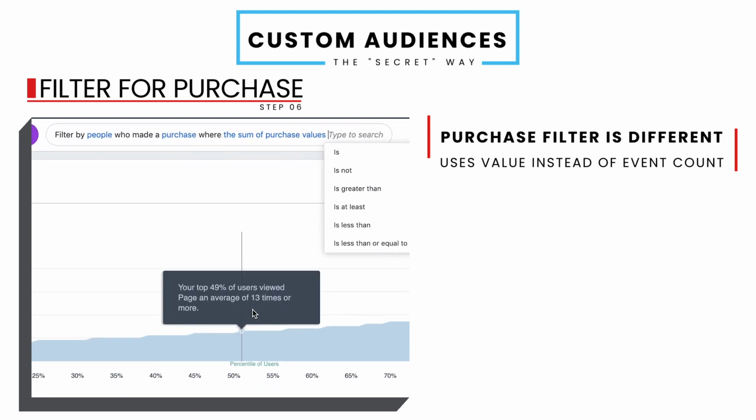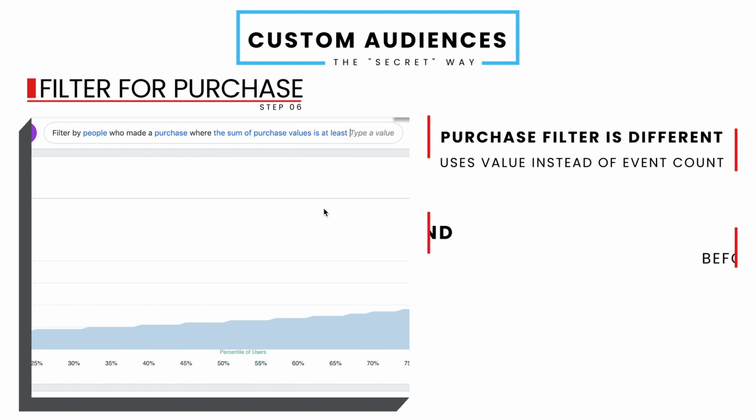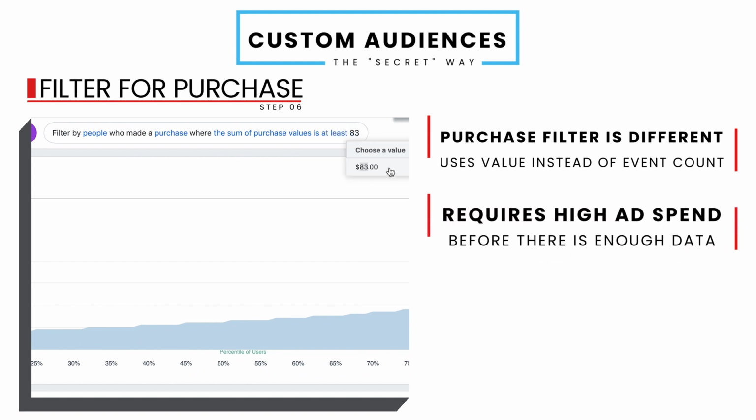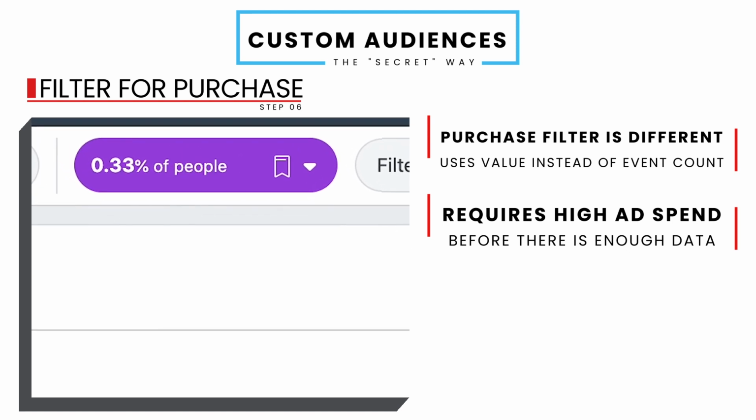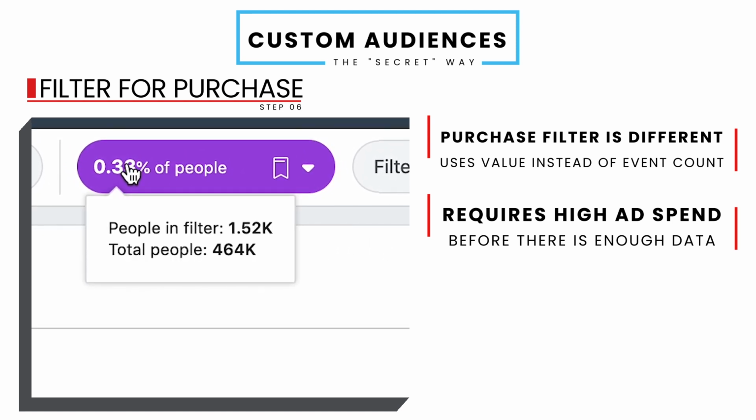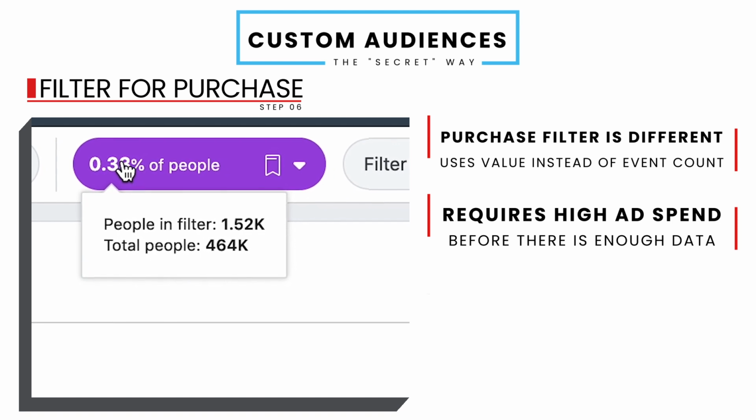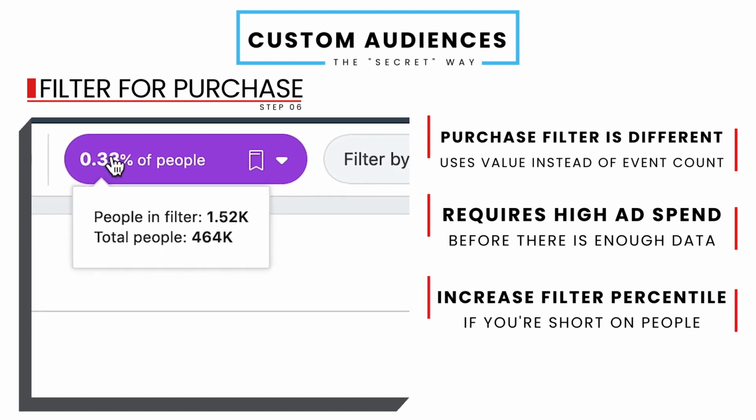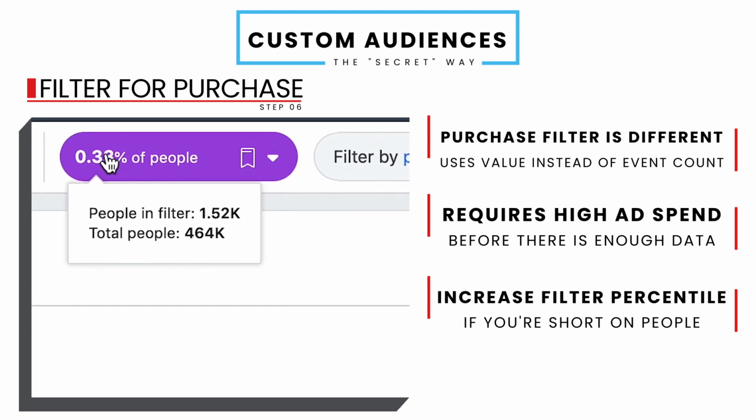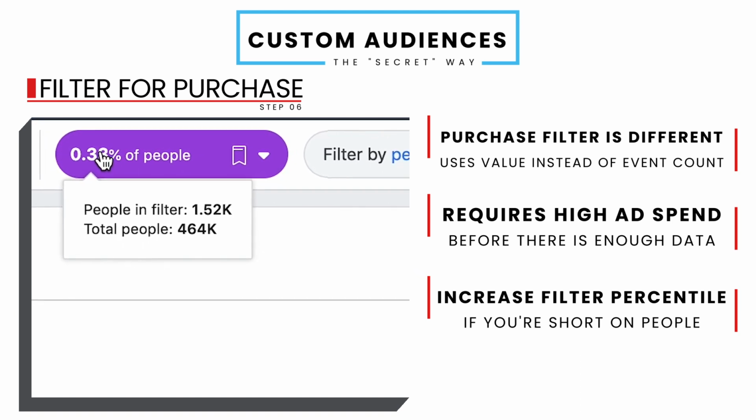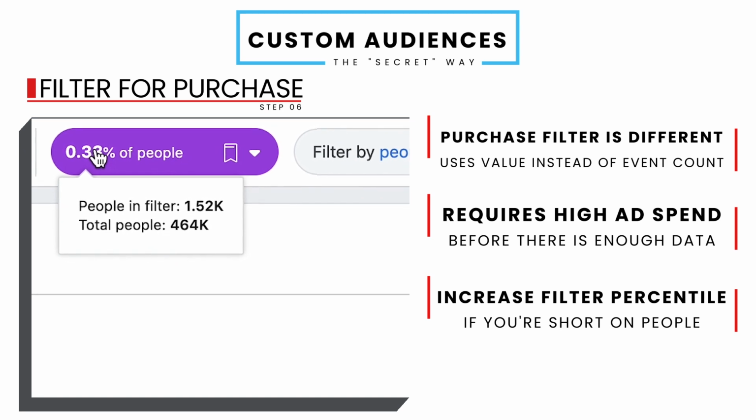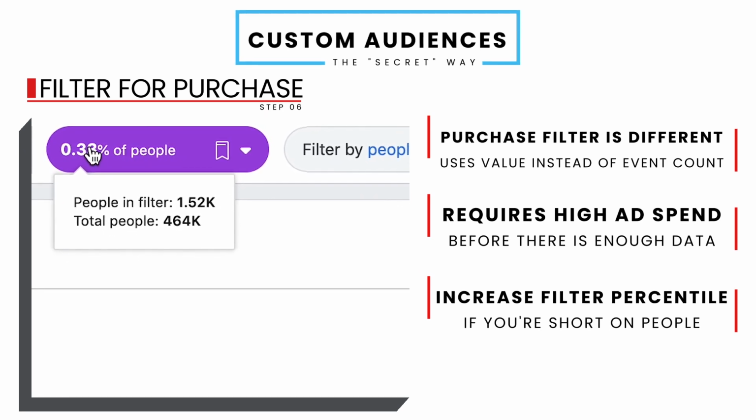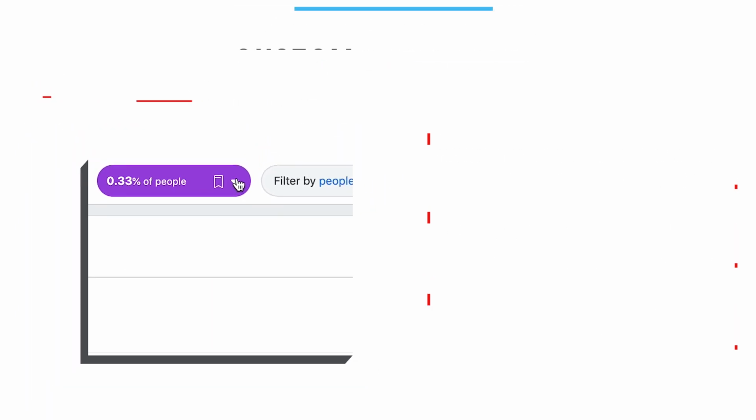Now, the only issue with this filter is that it requires a lot of ad spend before you'll have enough purchases to use 20%. As you can see, even on an account which has spent well into six figures, there's barely enough people to satisfy our 1,000 people rule. So if you want, you can raise the percentage of people included to increase the amount of data. For example, if you only have like 2,000 purchases, you can choose to include the top 50% rather than the top 20%. If you have enough people in your filter, go ahead and make a custom audience just like we did before in the previous step.